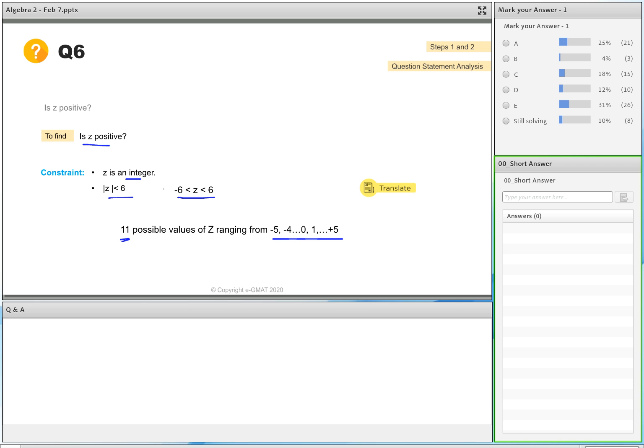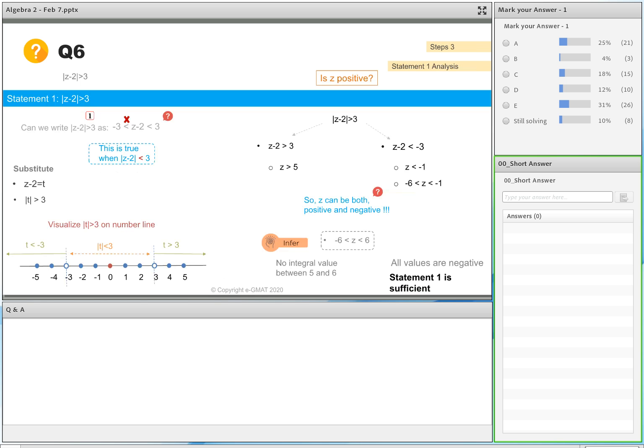Now let's move ahead with the analysis of the first statement. The first statement tells me that mod of z minus 2 is greater than 3. So for simplicity, we take the value of z minus 2 to be equal to t, and then we write that mod of t is greater than 3.